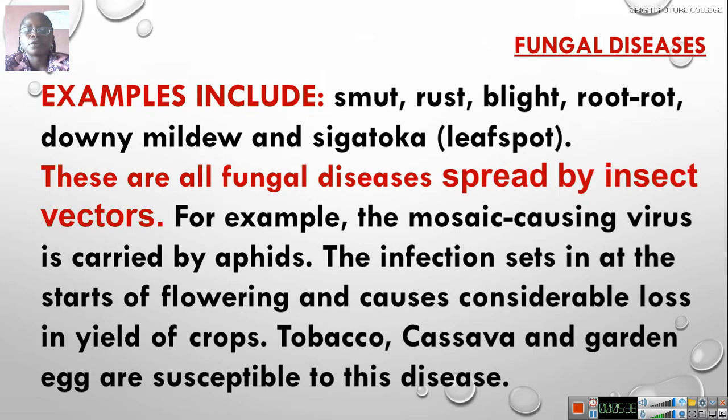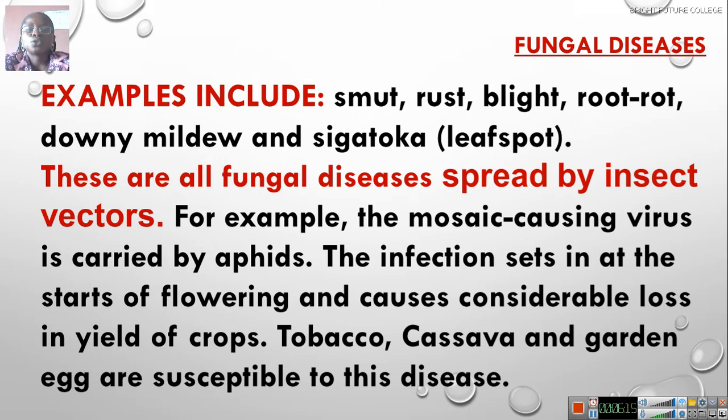Fungal diseases, for example, are smuts, rusts, blights, root rot, downy mildew, and cercospora, which is leaf spots. Take notes. Examples of fungal diseases are smuts, rusts, blights, root rot, downy mildew, and cercospora, or you call it leaf spot. Those are the fungal diseases.